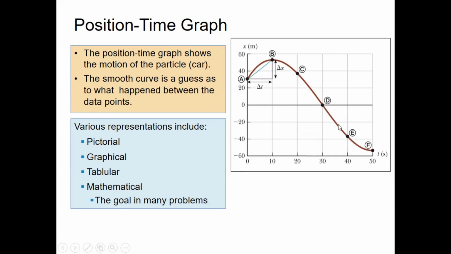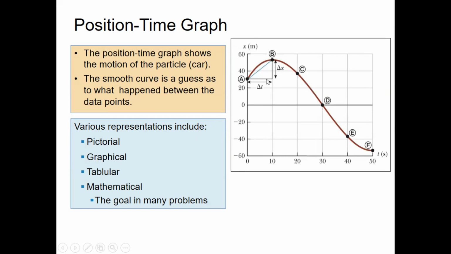Now we can see that it's a negative direction, which means that it approached the point 0, and then it changed its position direction from x to minus x, and it started coming back. From D to E, the car started moving back, and then to F. There are various things that we can infer from this kind of a graph. This graph is a position time graph, and the smooth curve is basically a guess that from A to B, this kind of motion has been taking place.